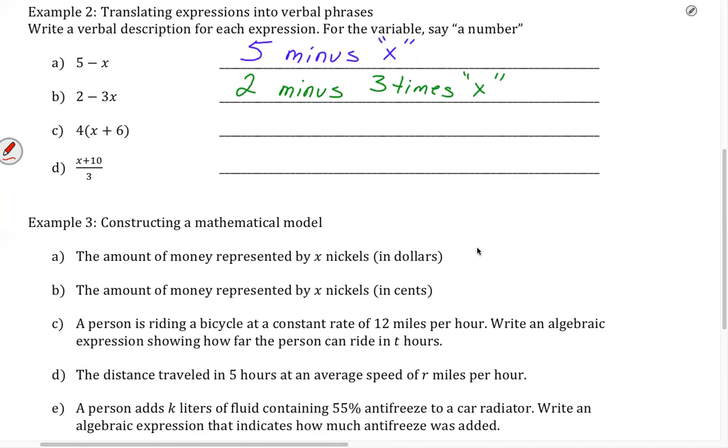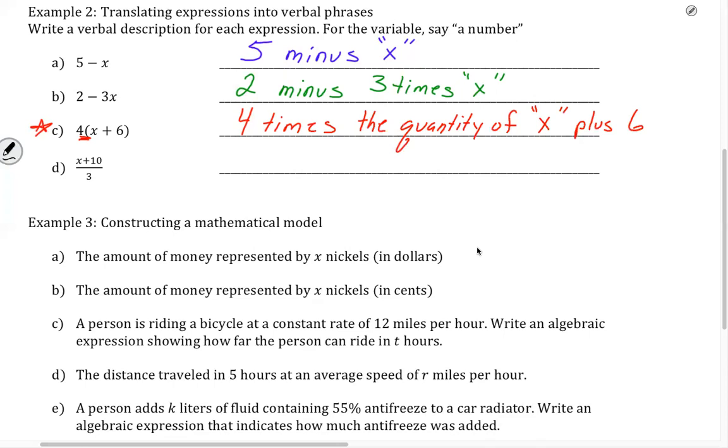Now, c is special because of the parentheses. So I'm going to write 4. Right there means multiplication. So I'm going to write 4 times. Now, how do I write parentheses? It's easy. It's the quantity of. So 4 times the quantity of x plus 6. And there you go.